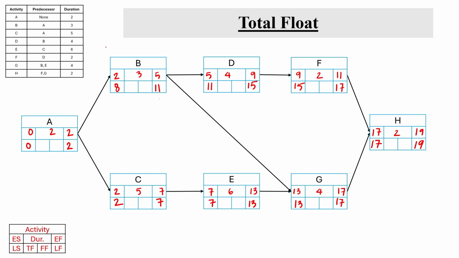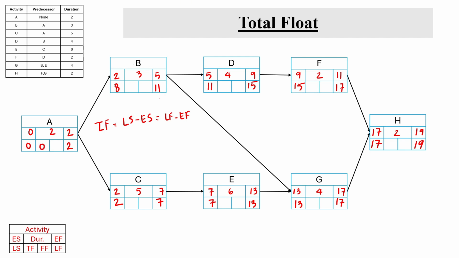Let's look at the total float. The total float in a project schedule is the amount of time any activity can be delayed without delaying the completion of the whole project. So the total float, we call it TF, is calculated as either late start minus early start or late finish minus early finish. So in this case, for activity A, total float is going to be 0 minus 0, which is 0, or 2 minus 2 is 0.